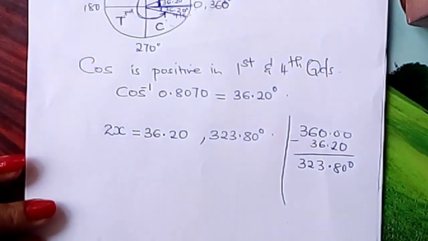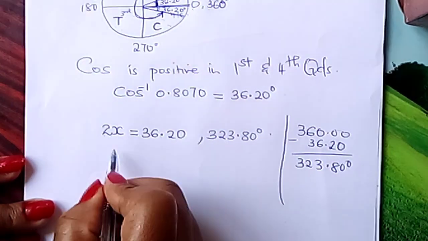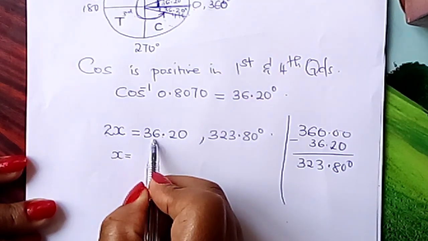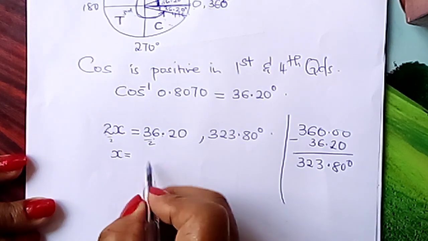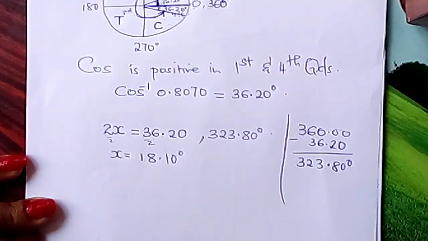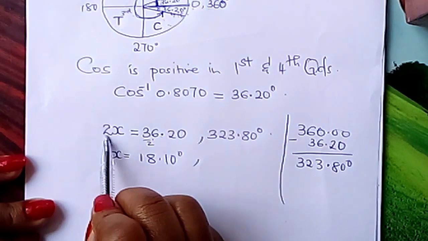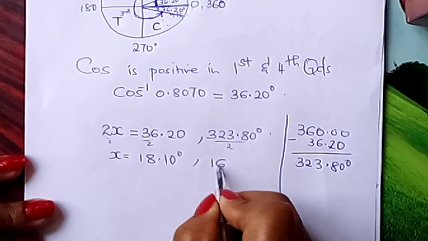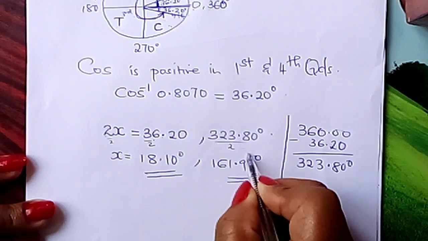And so learner, from there, what is the value of x? Given that 2x is this, what is x, learner? You divide this by 2 to get x. Dividing by 2, you should get 18.1 or 18.10 degrees. Now, in the fourth quadrant, what is x? So you divide here by 2, divide also here by 2. So you get 161.90 degrees. And these are your values of x.